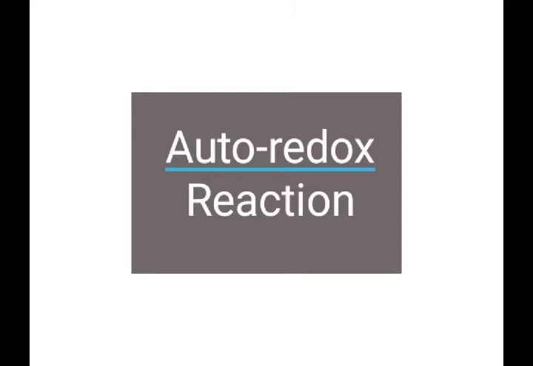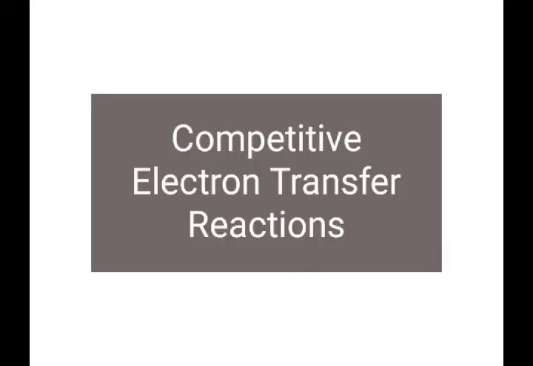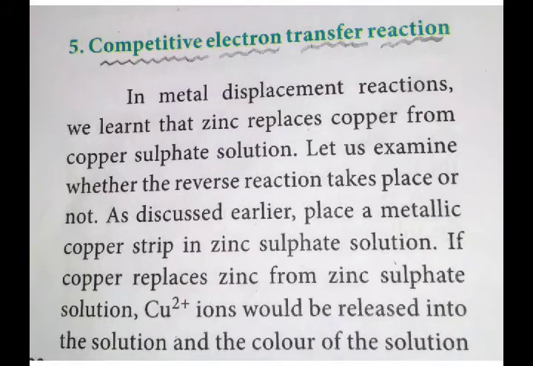Now let us discuss what auto-redox reactions are. In some redox reactions, the same compound can undergo both oxidation as well as reduction. So in the same compound, there is an increase in oxidation number as well as a decrease in oxidation number. Here hydrogen peroxide undergoes both oxidation as well as reduction. Now, let us continue with competitive electron transfer reaction.